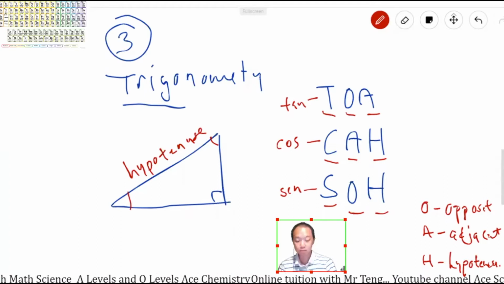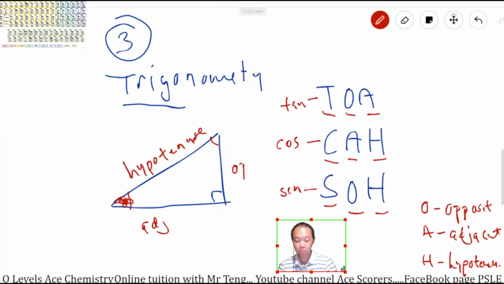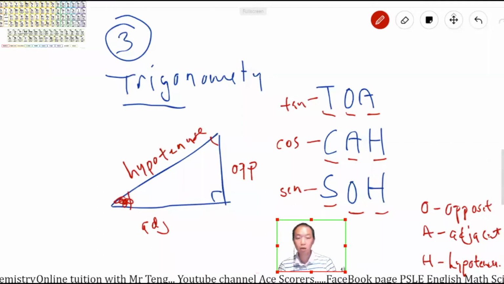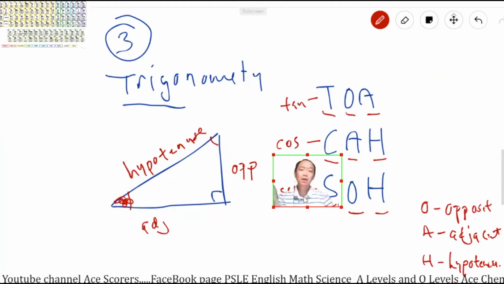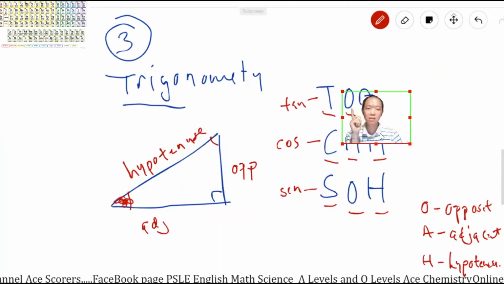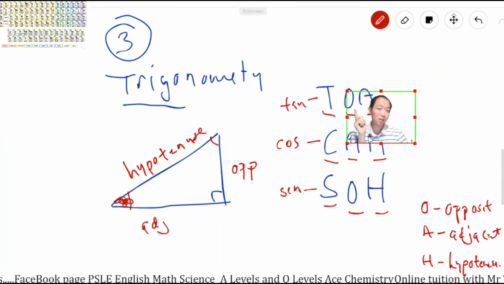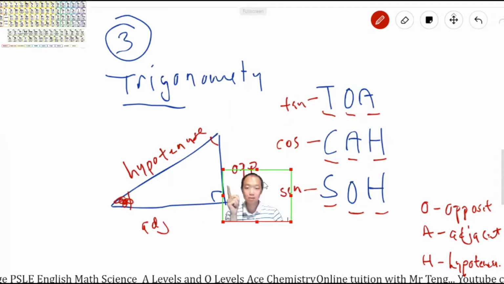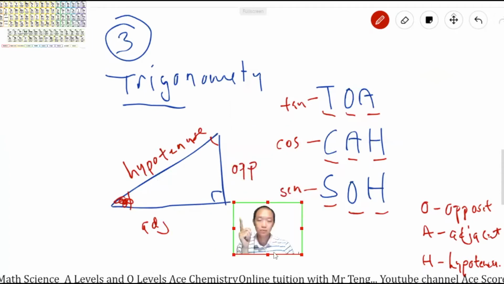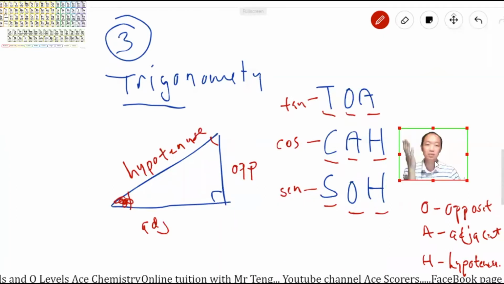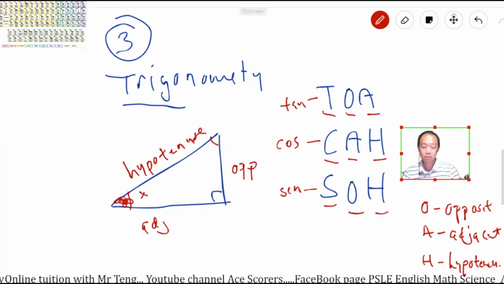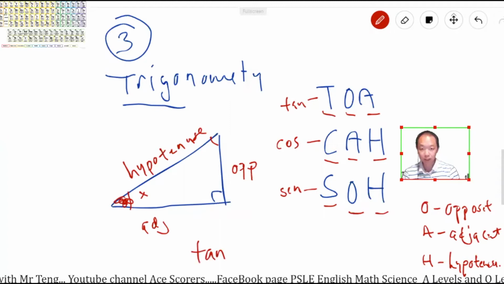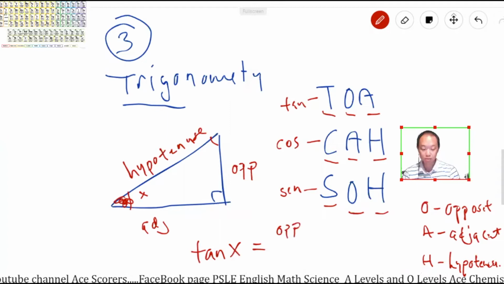So this is the reference angle, this is the adjacent, and this is the opposite. A long time ago, there was this fella who discovered the relationship between angle and side. He discovered that if I take the opposite divided by adjacent, that means I take this length divided by this length, I get a certain value. He calls it tangent. So if this is angle X, tangent X is equal to opposite divided by adjacent.